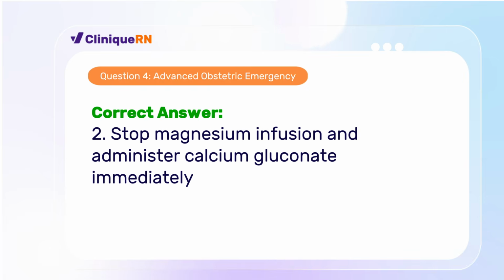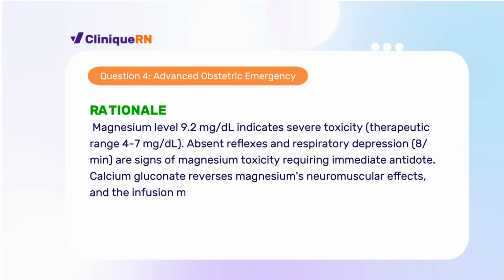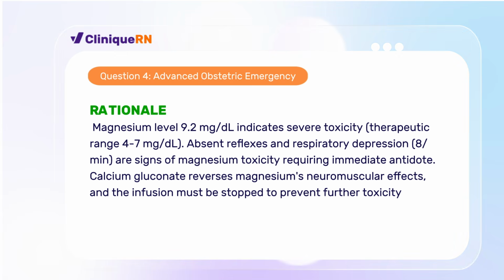The correct answer is 2. Stop magnesium infusion and administer calcium gluconate immediately. Rationale. Magnesium level 9.2 milligrams per deciliter indicates severe toxicity. Therapeutic range 4 to 7 milligrams per deciliter. Absent reflexes and respiratory depression, 8 per minute, are signs of magnesium toxicity requiring immediate antidote. Calcium gluconate reverses magnesium's neuromuscular effects, and the infusion must be stopped to prevent further toxicity.